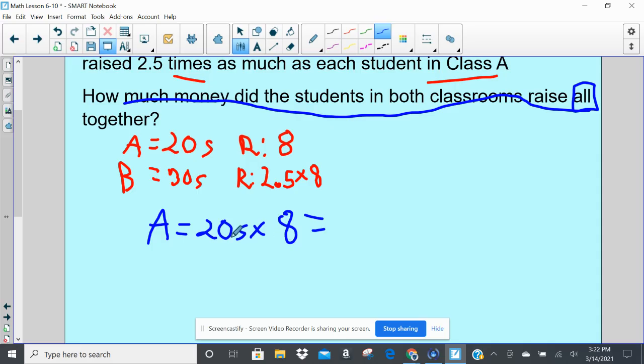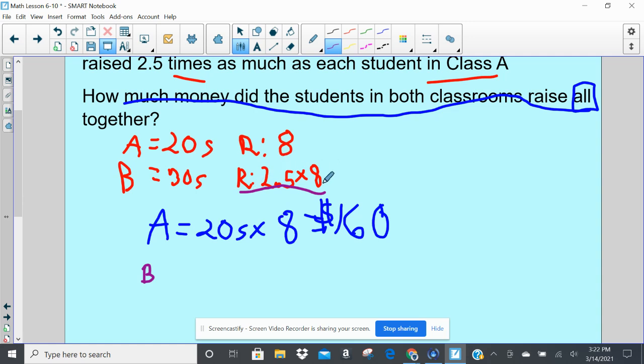Do some mental math for me. 2 times 8 is 16. Tag on a 0. So Class A raised $160. However, Class B is going to be a little bit tricky because I've got to figure out how much Class B raised. I can't just multiply something here. So I've got to do a couple steps first.